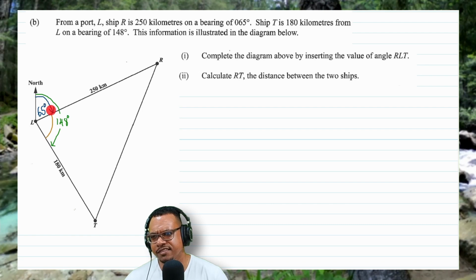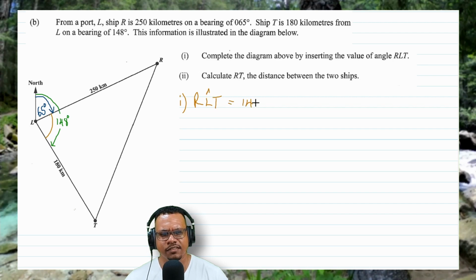Now if here to here is 65 and here to here is 148, so if you say 148, take away 65, you'll get this remaining angle here. All right, so for part 1, we're going to have RLT is equal to 148, take away 65. And that will be 83 degrees. All right, so we're going to put 83 degrees here.